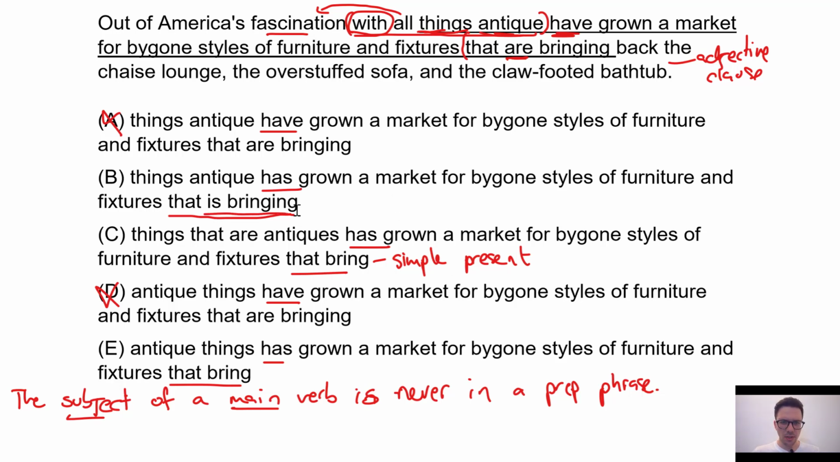This is bringing. This is the present progressive, or present continuous, as some people call it. This means right now. So right now I am tutoring someone in the GMAT. I am doing this. So this is the present progressive. It means right now.